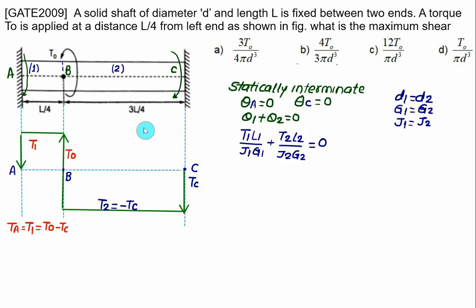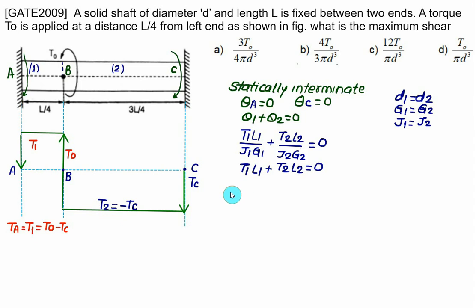Since both ends are fixed, this represents a statically indeterminate problem. The twist at A and C will be equal to 0. So theta 1 plus theta 2 together, one positive and one negative, must equal 0. So we have T1 L1 by J1 G1 plus T2 L2 by J2 G2. The diameter remains the same here, and the value of G remains the same. So we can write T1 into L1 plus T2 into L2 equal to 0. Using this we will find out whether T1 is more or T2 is more.